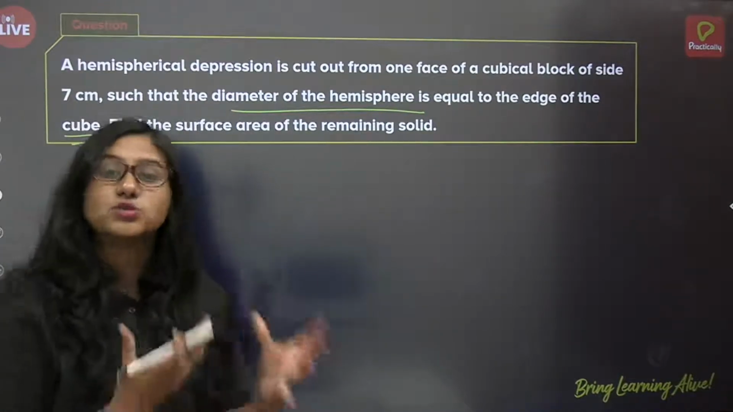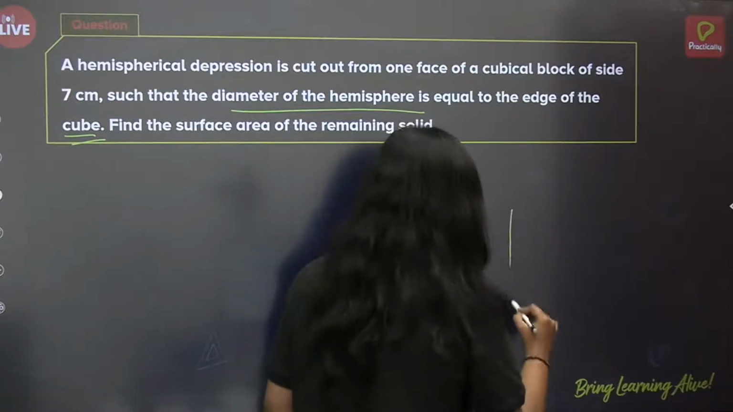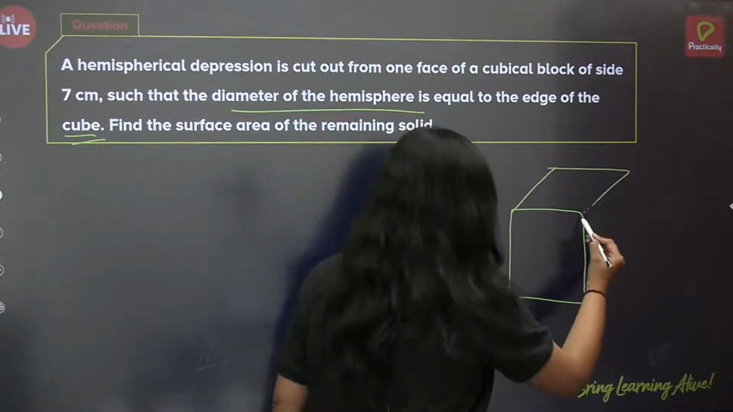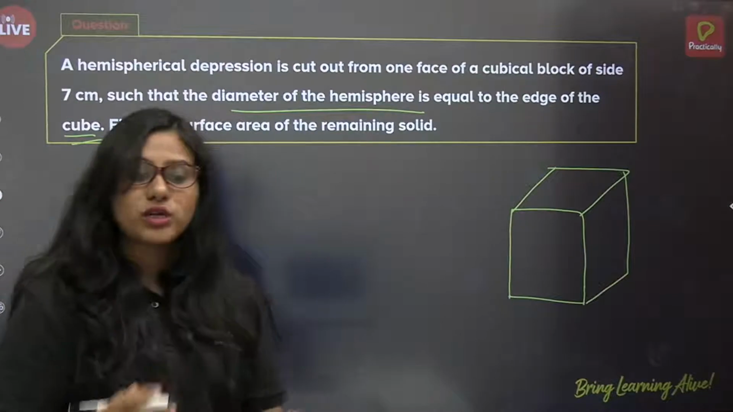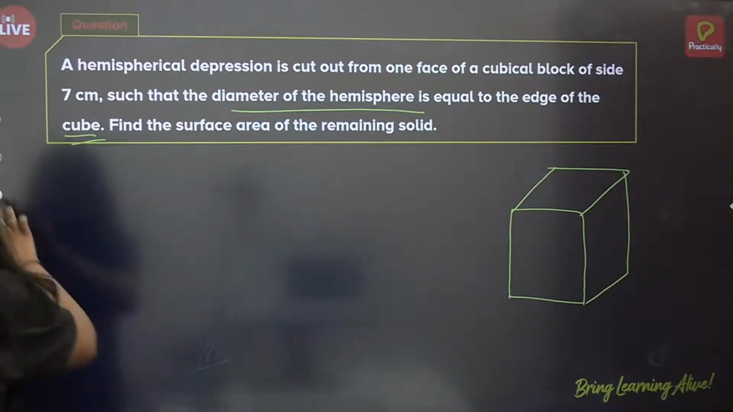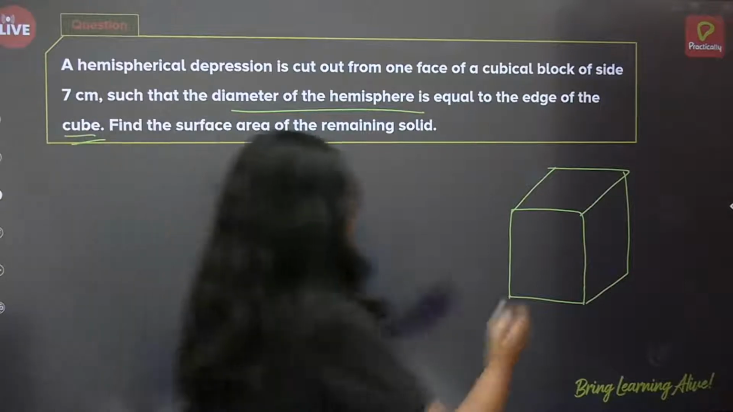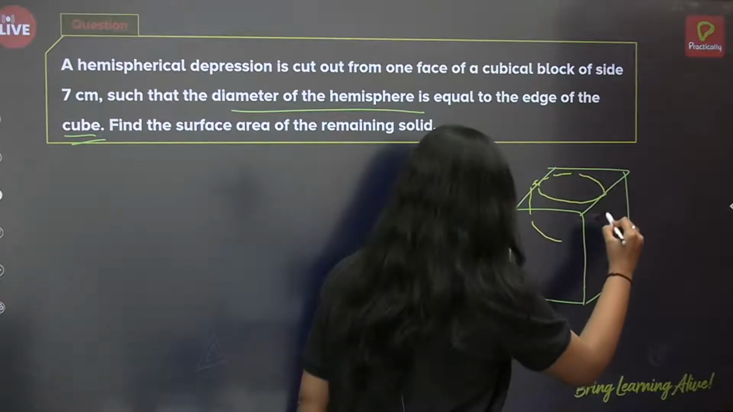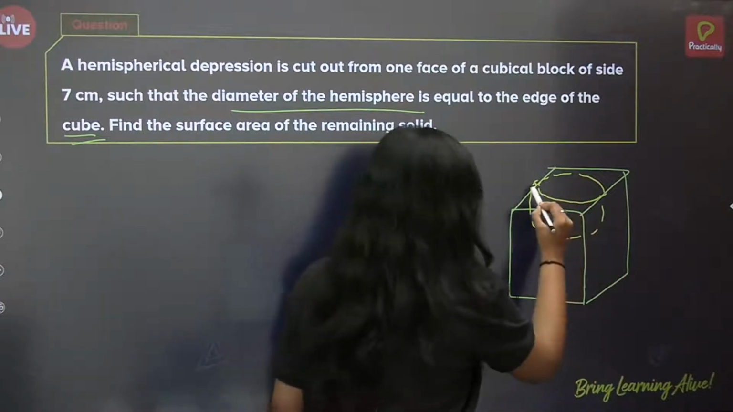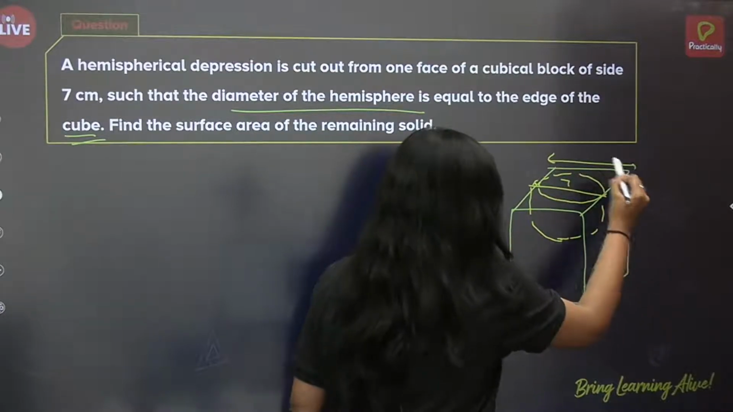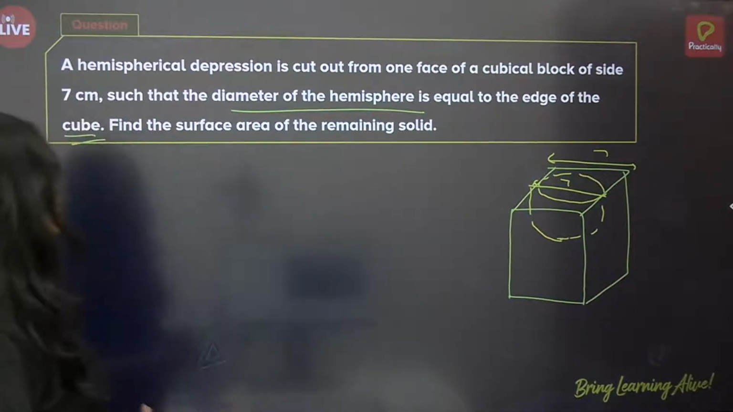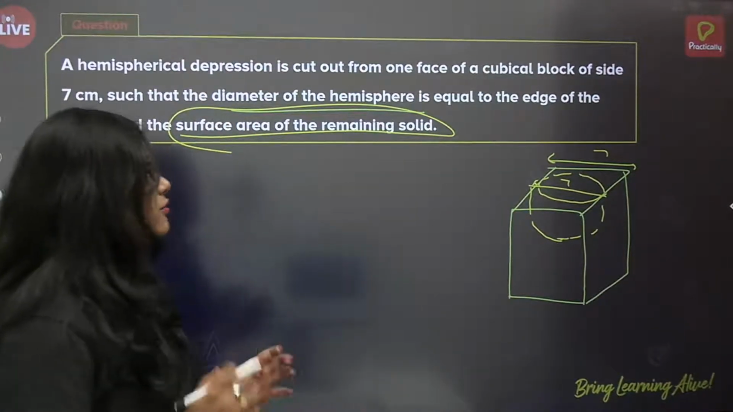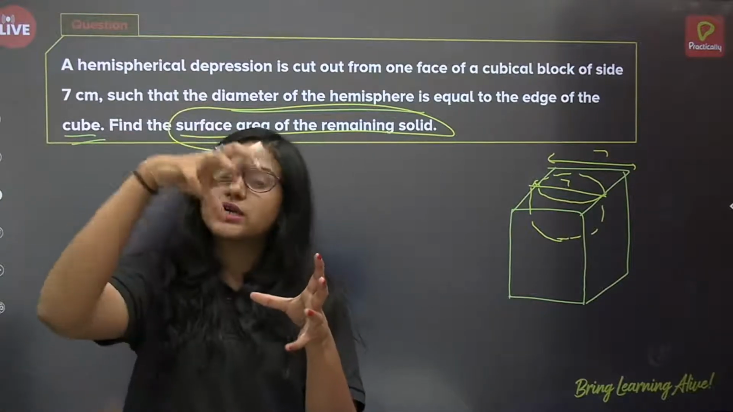So, for this, let us visualize, okay? So, there is a cube. Right? And what is done? A hemispherical depression is made. Right? This is a hemispherical depression and this is 7 centimeters. This is also 7 centimeters. Now, what do we have to find? We have to find the surface area of the remaining solid. How do we do that? First, visualize, okay? There is a cube, there is a hemispherical depression made.